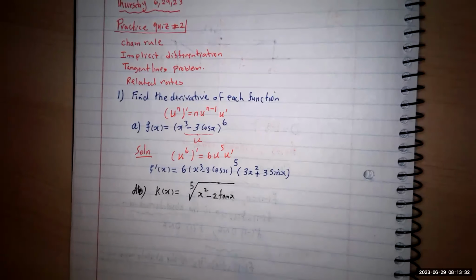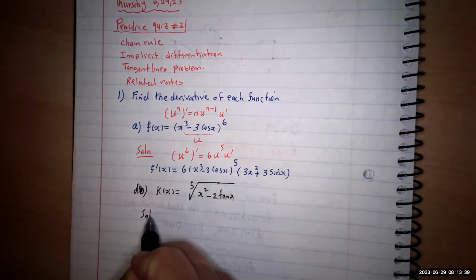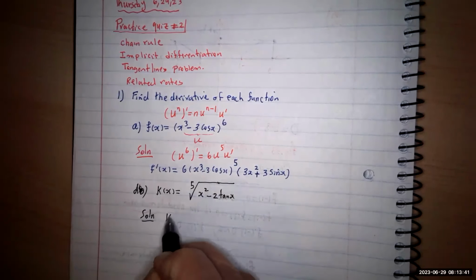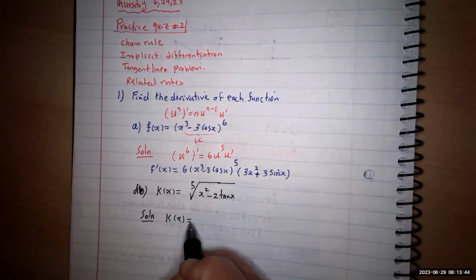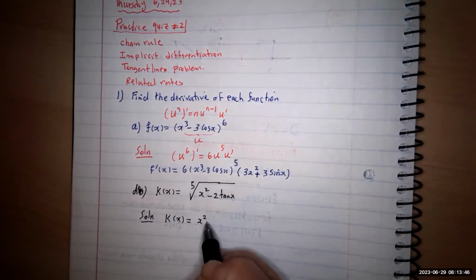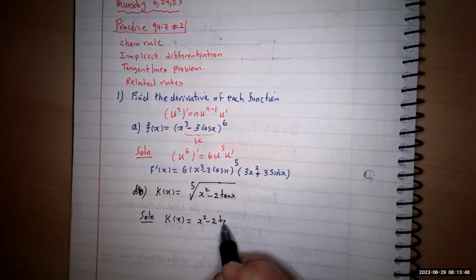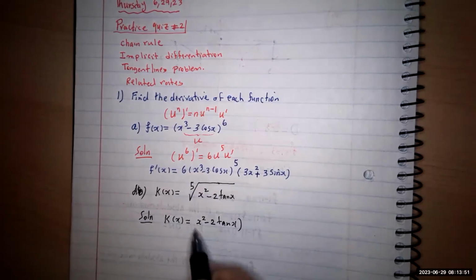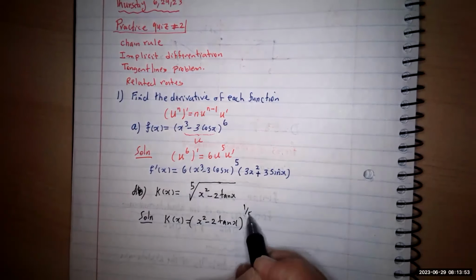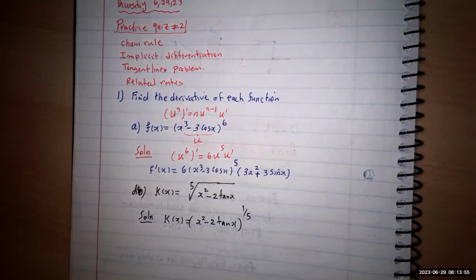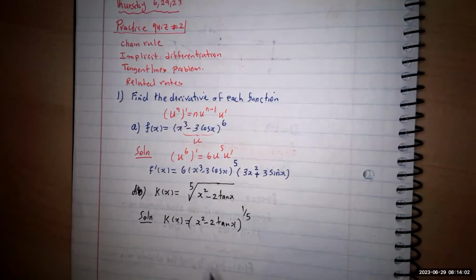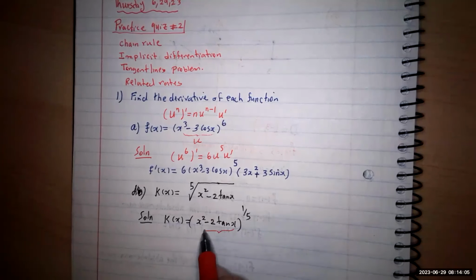And now we know that we don't like radicals in calculus. So the first thing to do, you have to rewrite it. Okay, so the solution is going to be, rewrite it first. So it's going to be k of x equal to x squared minus 2 10x, everything to a fifth. You see, so that takes you back to the previous method. So again, you think about the fact that you may call this one u.